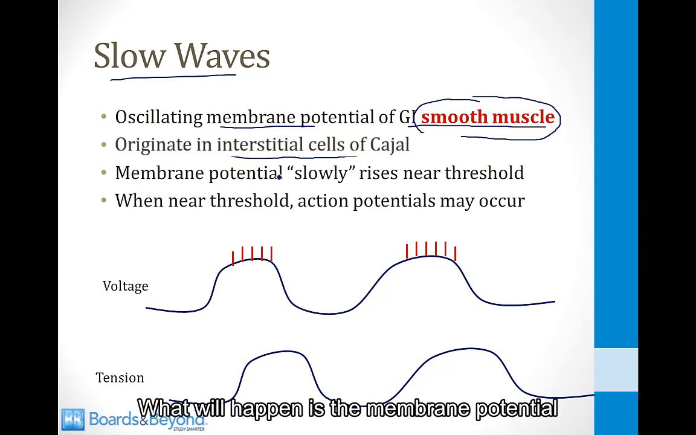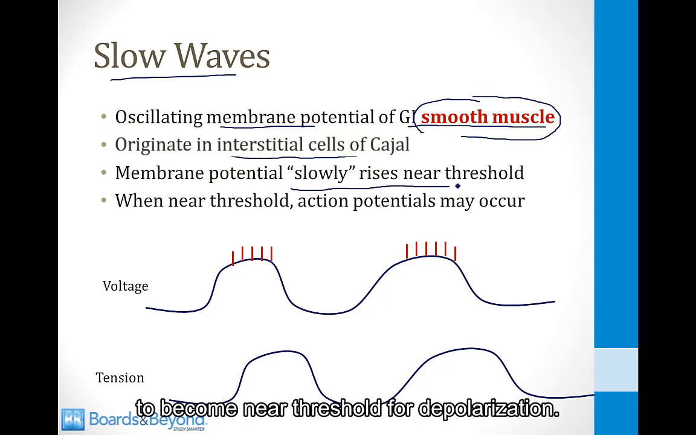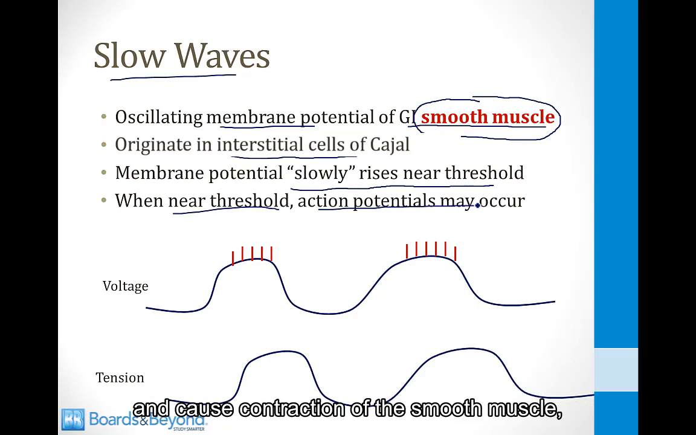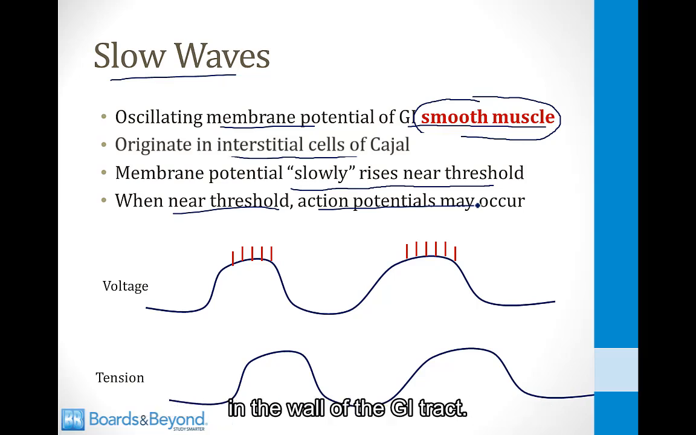What will happen is the membrane potential will slowly rise to become near threshold for depolarization. When it's near threshold, action potentials can occur and cause contraction of the smooth muscle. And in this way, slow waves help to regulate the contraction of smooth muscle cells in the wall of the GI tract. Let's look at these two pictures at the bottom of the screen here.